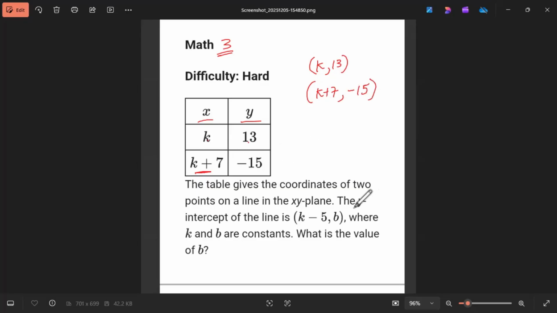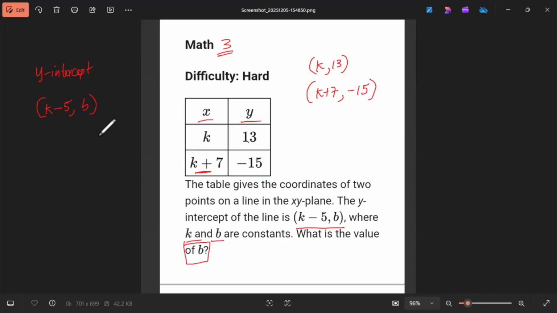It makes sense. Now, the next line says, the y-intercept of the line is this. This is the y-intercept. This is where I need you to pay attention. The y-intercept, they said is what? k minus 5, comma, b. Now, they ask us to find k and b are constants. They want us to find the value of b.